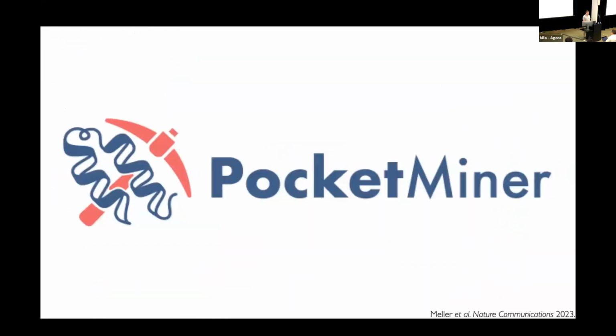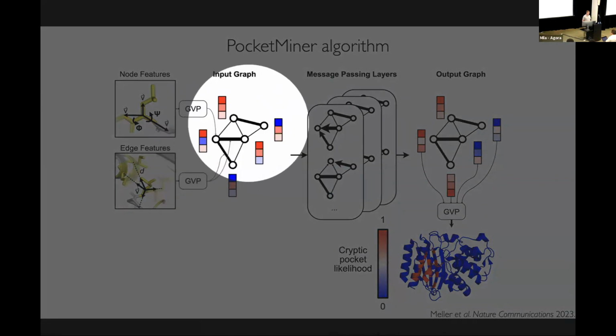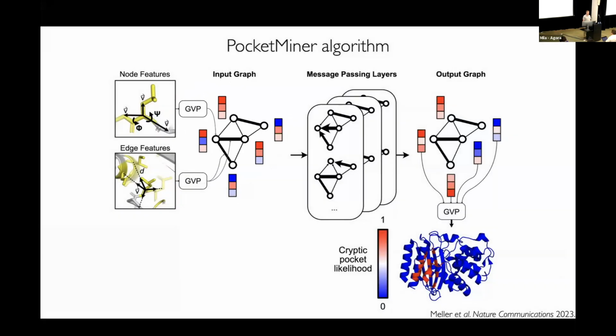This is now available online through a tool called PocketMiner, but it's based on graph neural networks, particularly the GVP, or geometric vector perceptron, algorithm from Ron Dror. The idea is that we take our protein and build up a network representation of it. Our nodes are amino acid residues. They have scalar attributes like the charge and amino acid identity. They also have vector attributes like a unit vector pointing from the alpha to the beta carbon, for example.